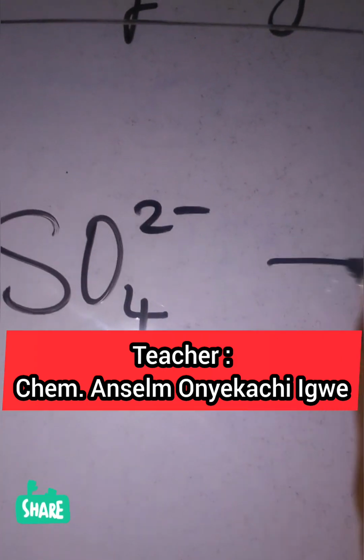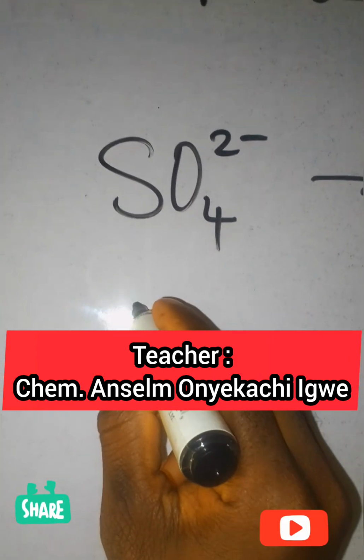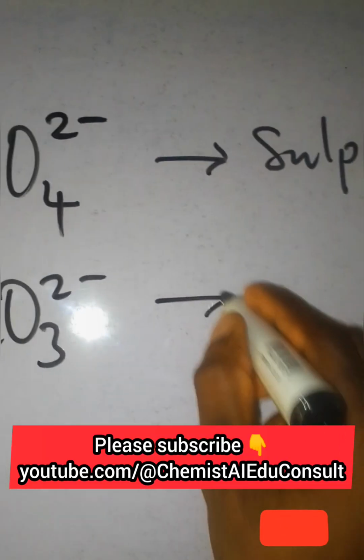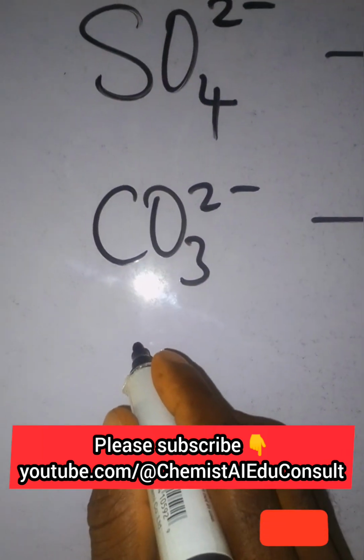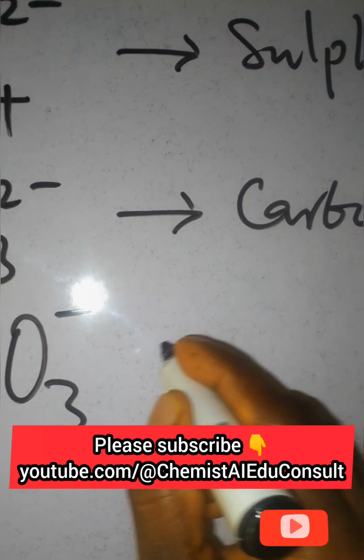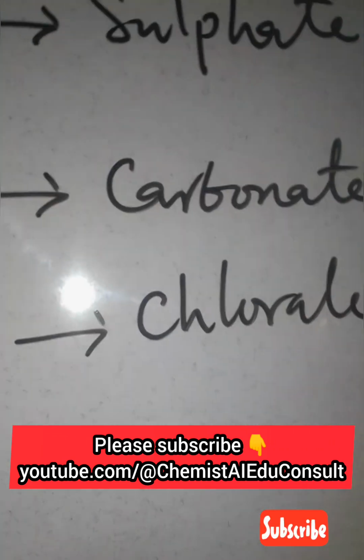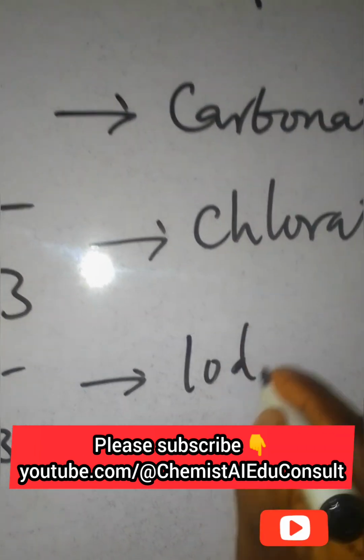SO4 2 minus is called sulfate. CO3 2 minus is called carbonate. ClO3 minus is called chlorate. IO3 minus is called iodate.